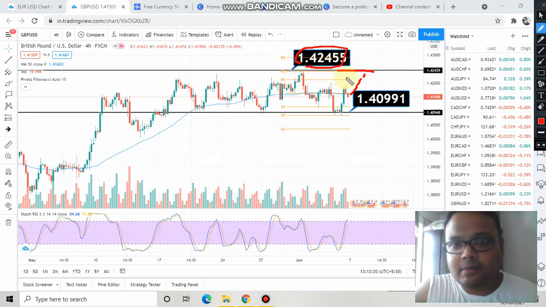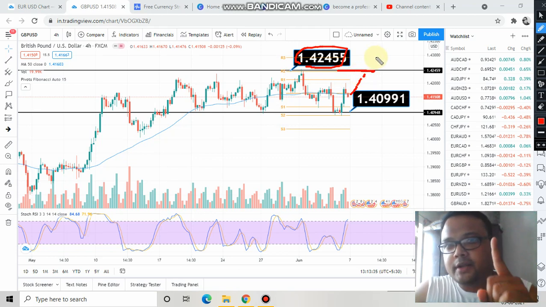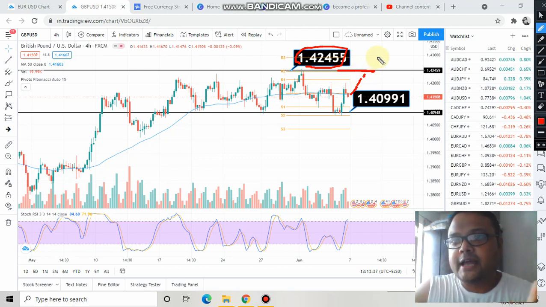Okay, then you can short the market at this price level. But remember one thing, confirmation is always important, and you'll get the confirmation in the form of a shooting star pattern, price rejection from above, or a red candle like this. Then only you should short the market.